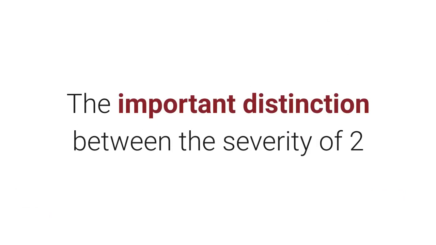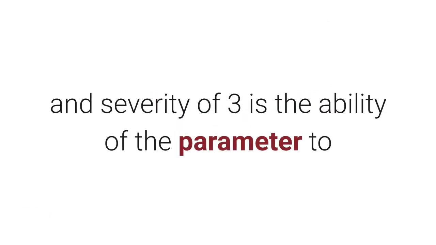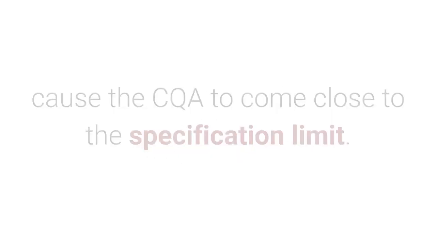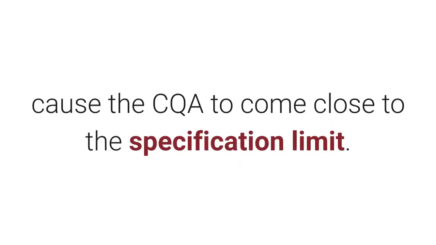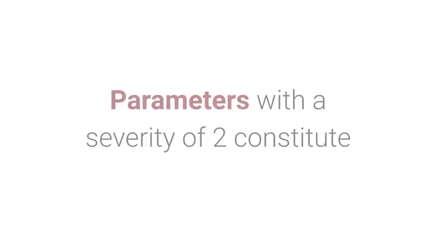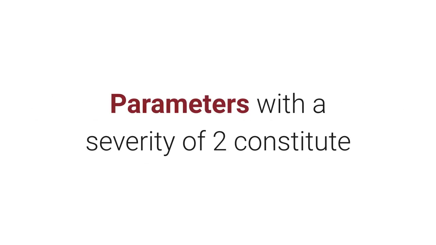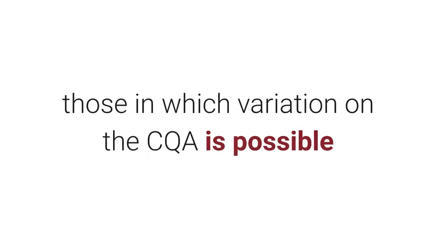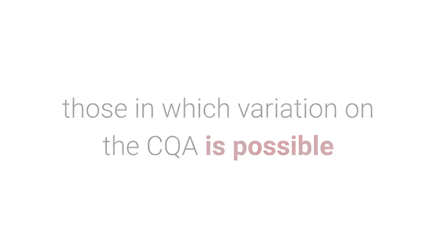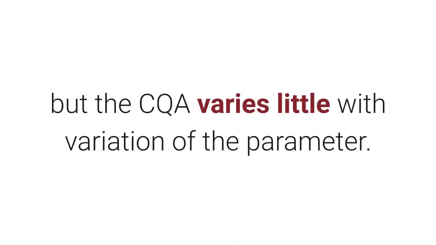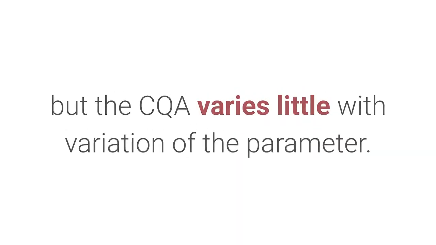The important distinction between the severity of 2 and severity of 3 is the ability of the parameter to cause the CQA to come close to the specification limit. Parameters with the severity of 2 constitute those in which variation on the CQA is possible, but the CQA varies little with variation of the parameter.